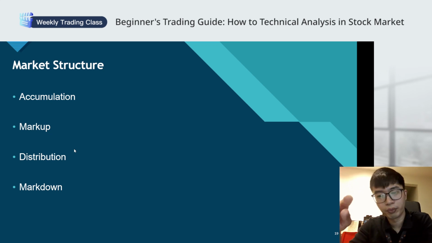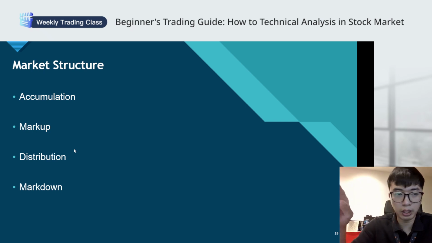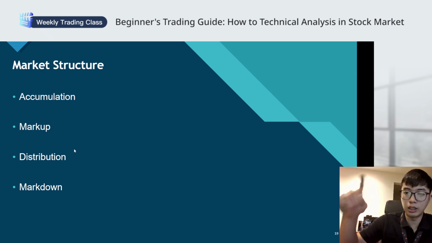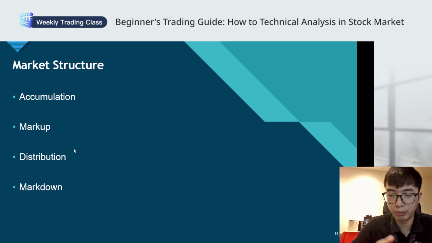I mean, maybe the big players, they start to distribute and then mark down and then sell down. So all these cycles keep on repeating in big or small time frames of the markets.